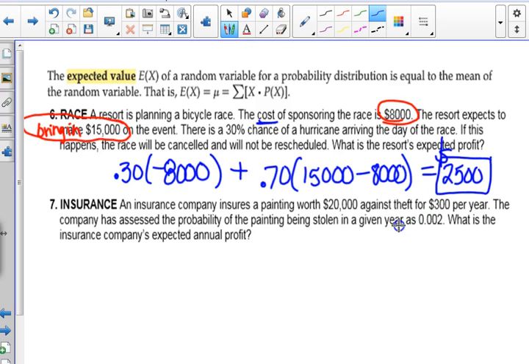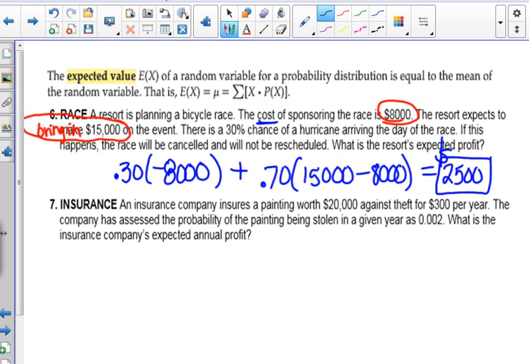So there is still an expected outcome. In other words, if he held this bike race for 100 years, every year he had it, he would still average out being ahead $2,500 per year, even though a couple of years he might hit a hurricane year and lose money.